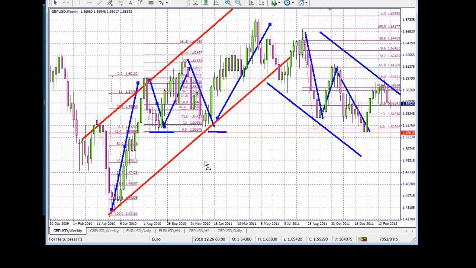Okay, I want you to notice something different. We are in a weekly chart, and this cycle started in April 2010 and lasted until February 2012. So we have about 2 years. It's a very long period. This is why we are not going into one trend when we are on the weekly chart.